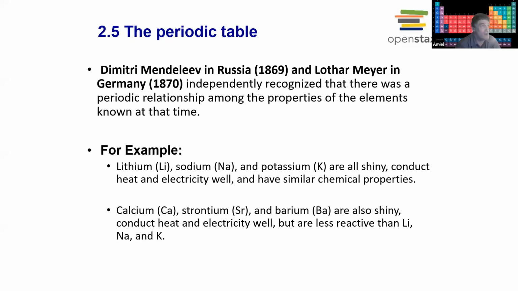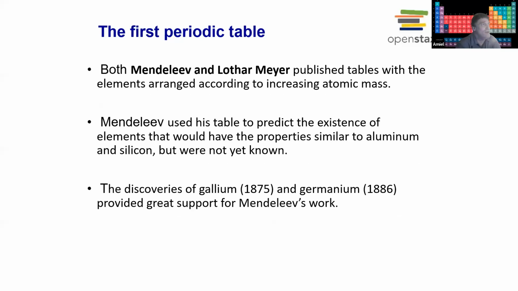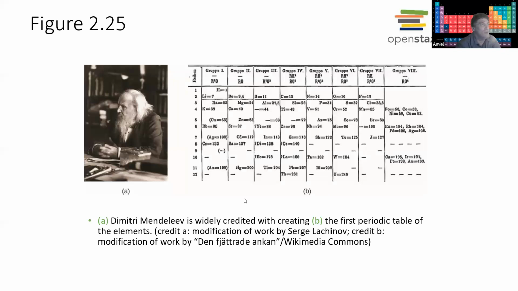Let's talk about the periodic table. This was accomplished, arranged, organized by Mendeleev in Russia and Meyer in Germany. And what Mendeleev did was organize elements according to their chemical properties. Are they shiny? How do they react with oxygen? Are they good conductors of electricity? and so forth. And when he did that, he came up with a periodic table.